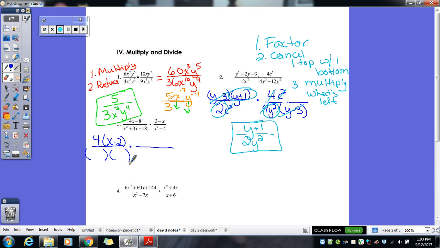We're looking for things that multiply to give us 18. 6 and 3. Which one's my positive? 6. So x plus 6, x minus 3. 3 minus x, nothing to factor there. There's no GCF, nothing like that. And then x squared minus 4. How does that one factor? Ooh, close. X plus 2, x minus 2.